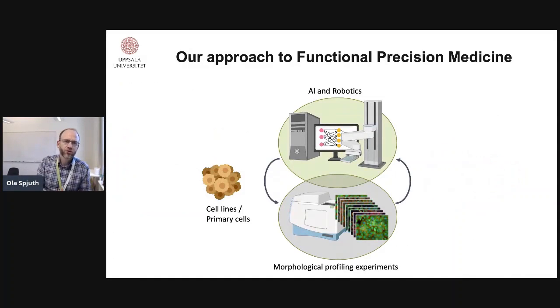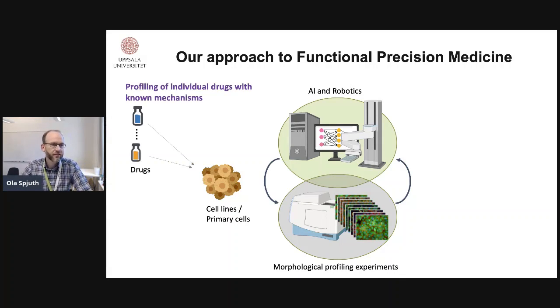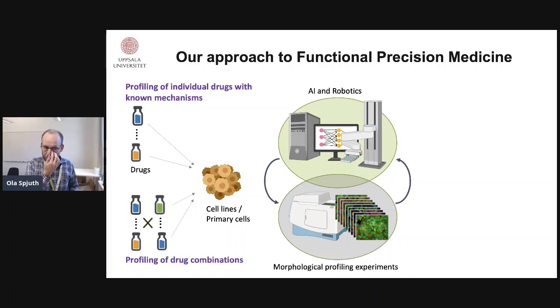So here's our approach to functional precision medicine, where we have AI and robotics, and our workhorse, as I said, was morphological profiling experiments. So we want to close the loop between these, working with cell lines and primary cells. Our first take is to probe these cells using drugs, preferably drugs with well-known mechanisms. And then, based on this, we can also predict and profile combinations of these drugs on these cells, and build up a knowledge base.